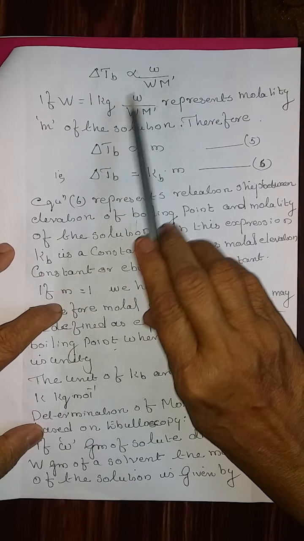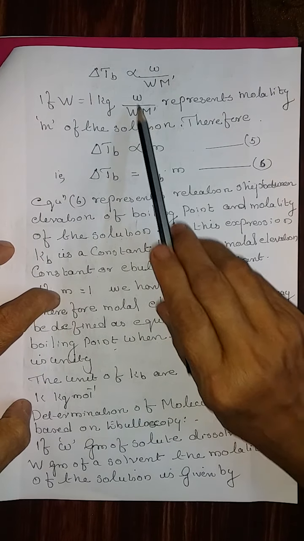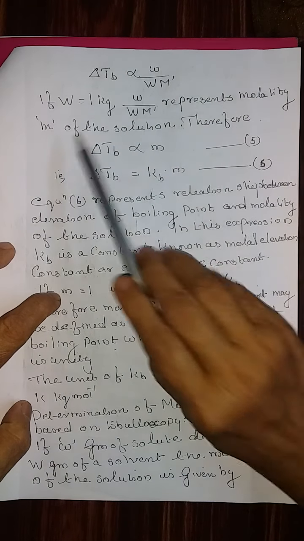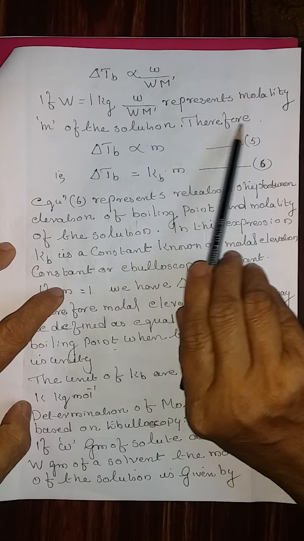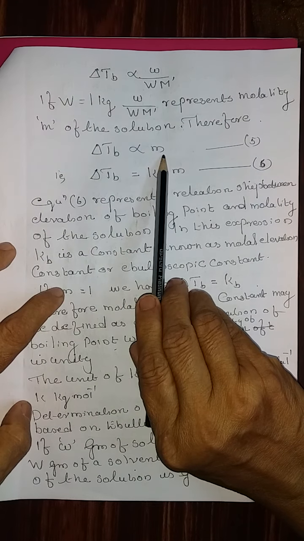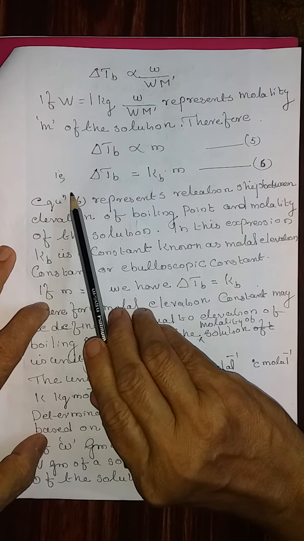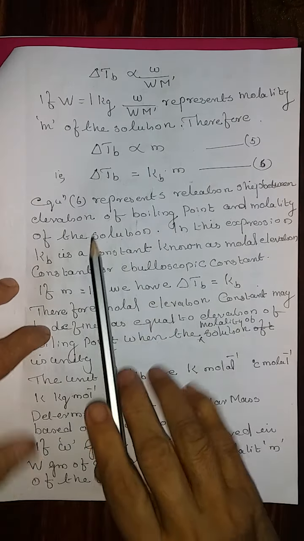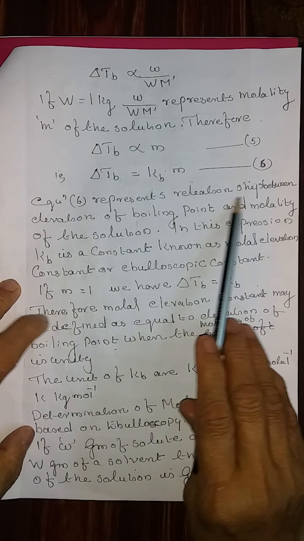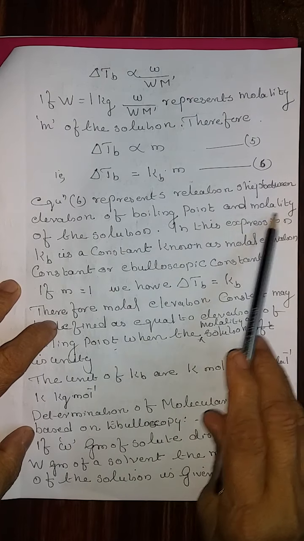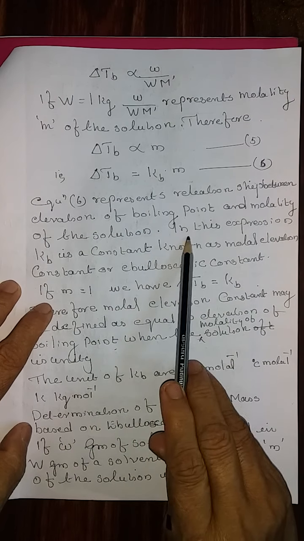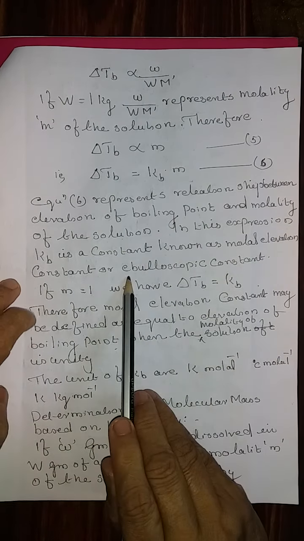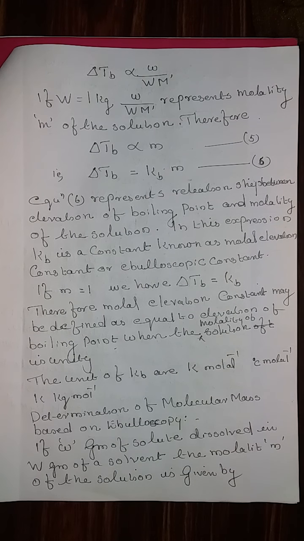If capital W is 1 kilogram, this factor, that means w by capital W into M dash, represents the molality of the solution. Therefore, delta TB is directly proportional to molality. That is, delta TB is equal to Kb into molality. Equation 6 represents the relationship between elevation of boiling point and molality of the solution. In this expression, Kb is a constant known as the molal elevation constant or ebullioscopic constant.